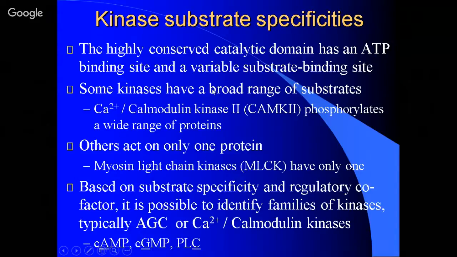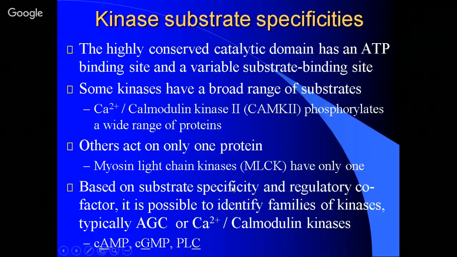Some kinases will have a very broad range of substrates, and we're going to look at calcium calmodulin kinase as a good example of that. Whereas other kinases may phosphorylate a single protein, and myosin light chain kinase is a good example of that. There's no other protein that is phosphorylated by this particular kinase.